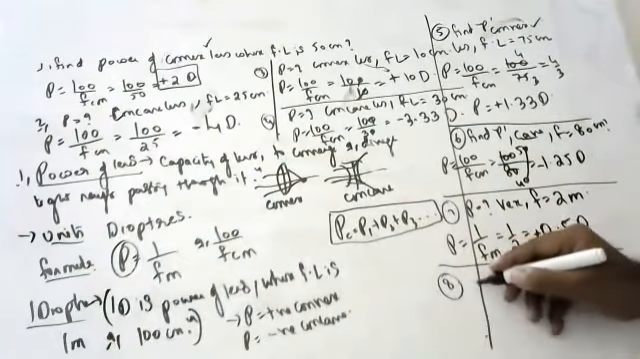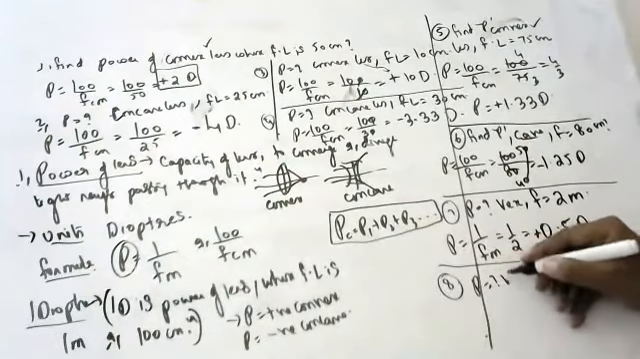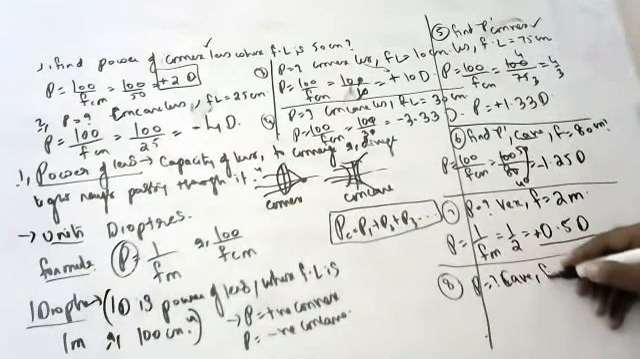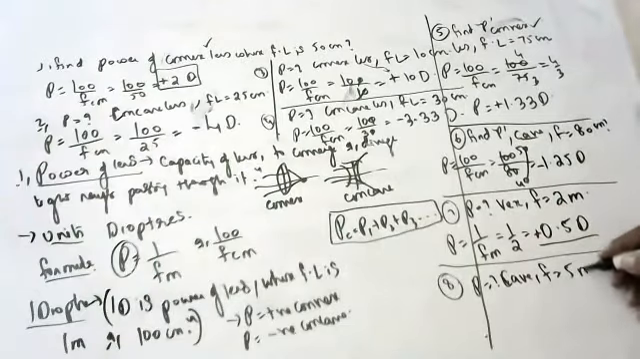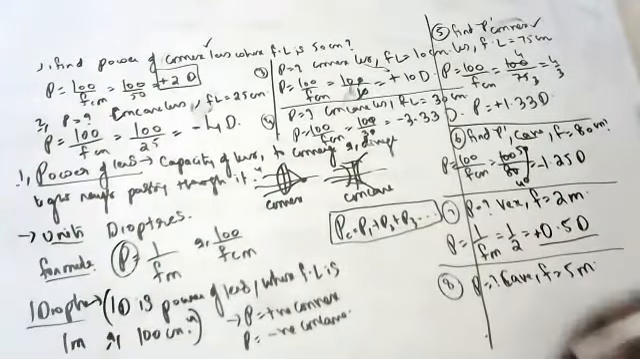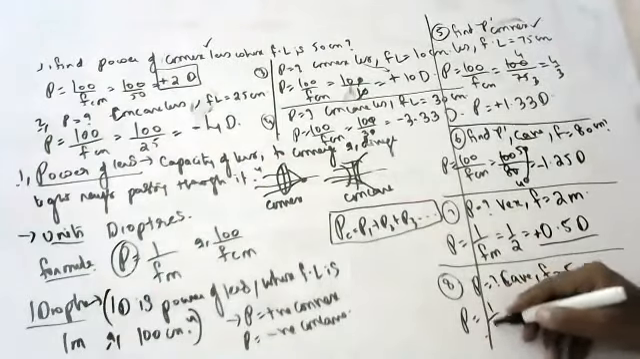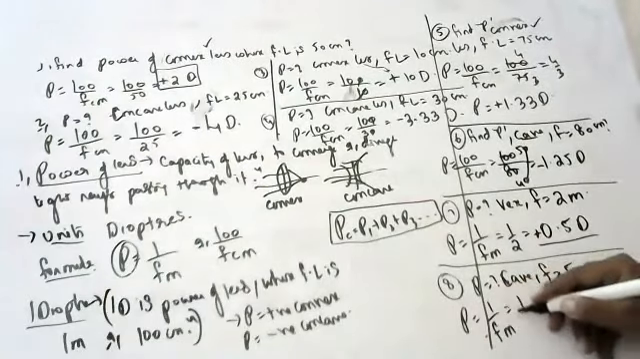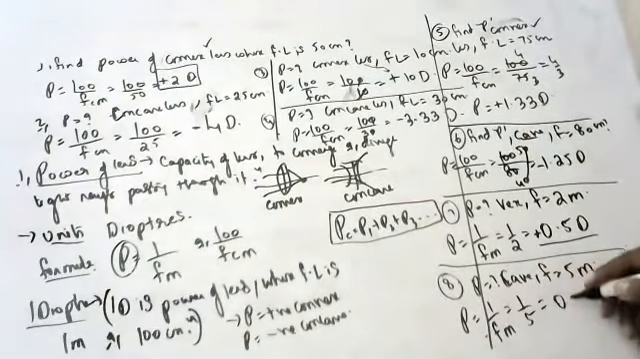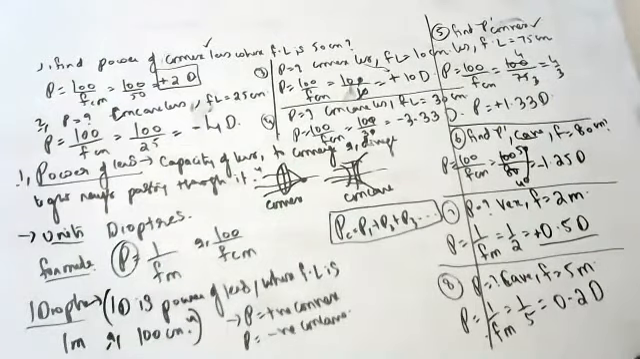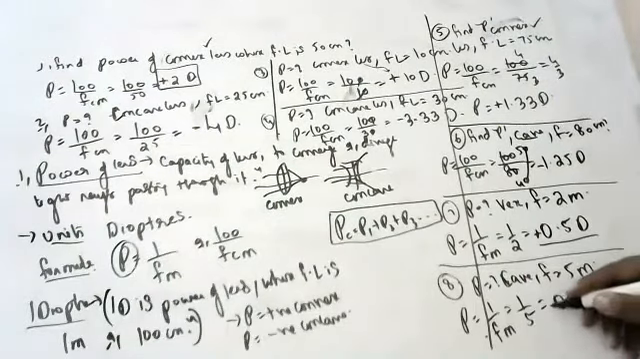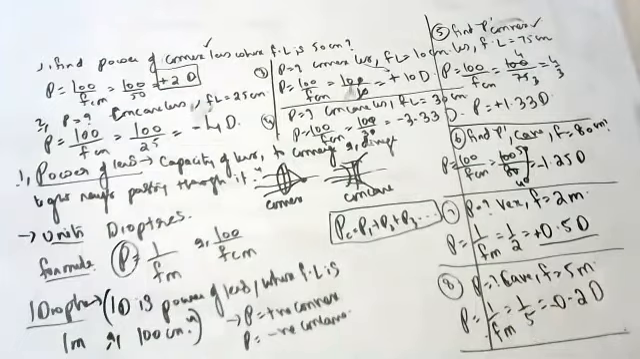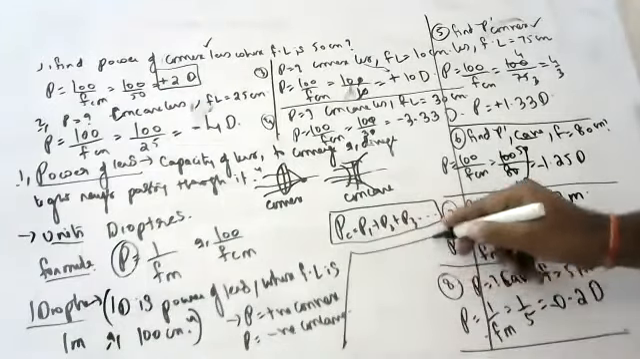Next, Raghuram, find the power of a concave lens whose focal length is 5 meters. Yes, sir. Power is equal to 1 by f in meters, equal to 1 by 5, equal to 0.2. Plus or minus? Minus, sir. Minus 0.2 diopters.